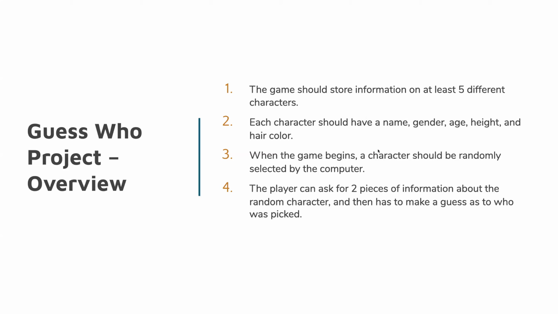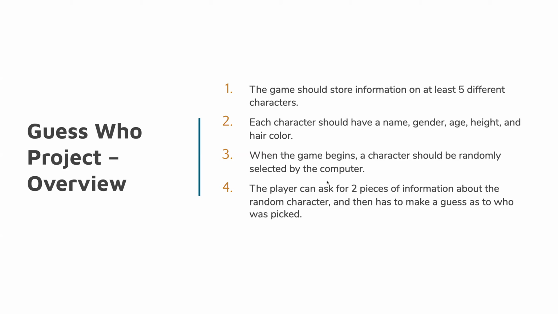Now, you could make a different variant if you wanted to, to make it more challenging for yourself. You could say we're going to allow the player to ask, like, is the hair red? And then you as the computer can say yes or no. Is the character under 40? Is the character, whatever.